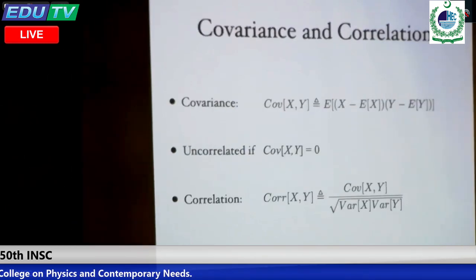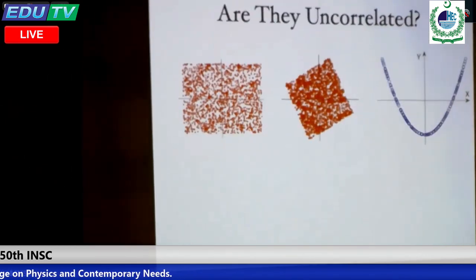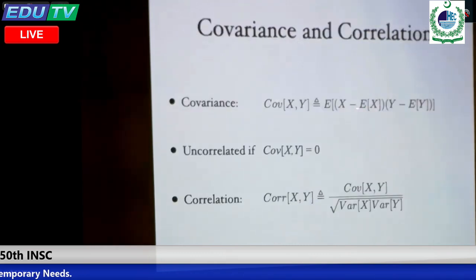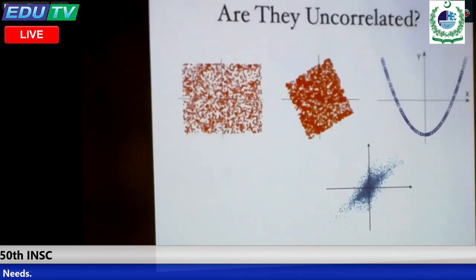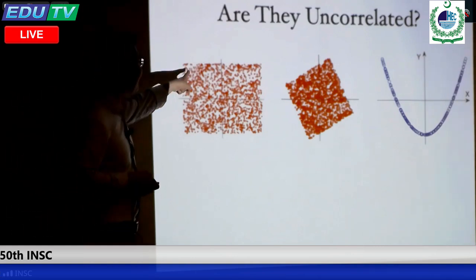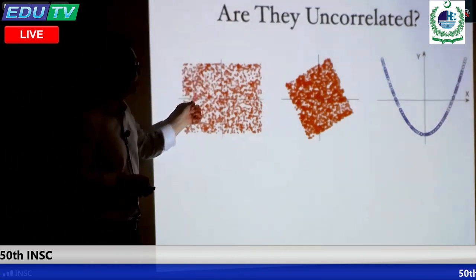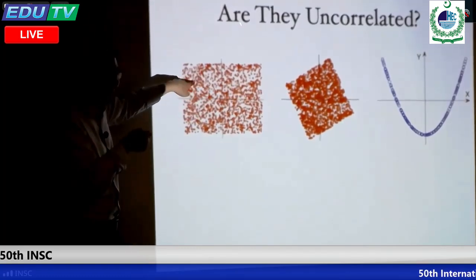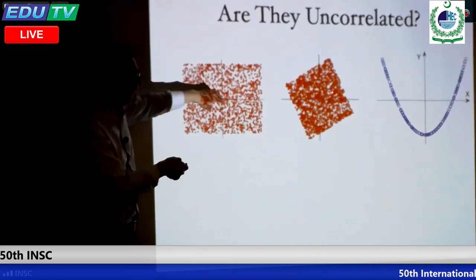Let's see. Correlation. Are they uncorrelated? Now, very quickly, according to the scatter plot, do you think they are uncorrelated? By uncorrelated, I mean the correlation or covariance is 0, right? And the covariance is nothing but the expectation of the product after you center the variables, right? So do you think they are uncorrelated right here? The product of the two variables after centering them, the expectation of the product would be 0, right? So they are uncorrelated.